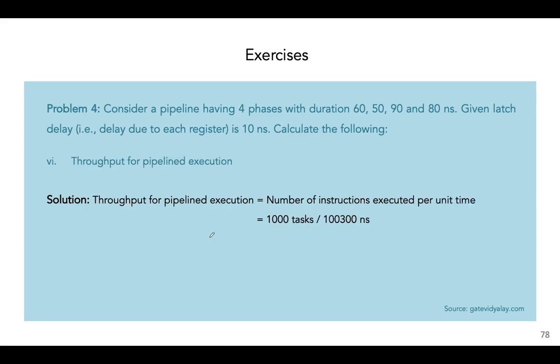All right, throughput again: number of instructions executed per unit time, number of instructions executed per second. We have 1000 tasks, and this was the time it took to execute those tasks. So throughput will be 1000 divided by this value which we just computed.